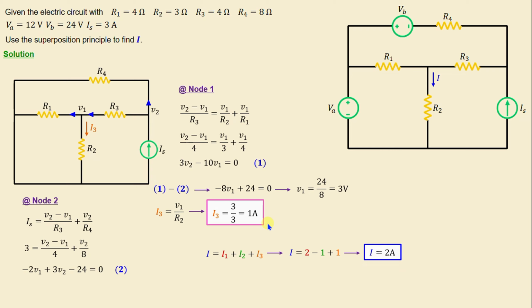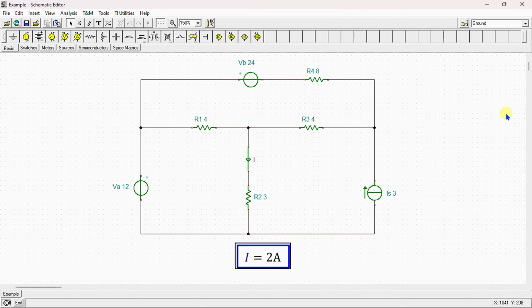After we finish the calculation, we conduct a simulation using SPICE in order to verify our results. Now let's proceed to the SPICE environment. Here is our network drawn in the SPICE simulator. We can see here the independent voltage source VA, the independent voltage source VB, and the independent current source IS, and the resistors R1, R2, R3, and R4.